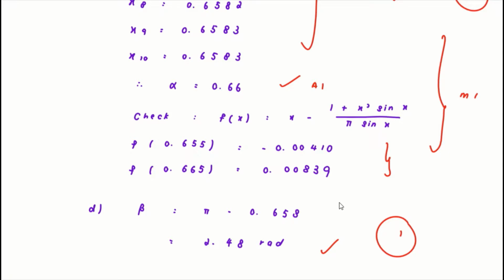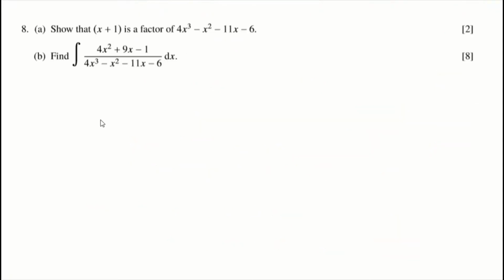Now let's look at question 8. Question 8: show that x plus 1 is a factor of 4x cubed minus x squared minus 11x minus 6. We can use the factor theorem, so prove that the remainder is 0. That's why x plus 1 is a factor. Question A: let f(x) equal 4x cubed minus x squared minus 11x minus 6.